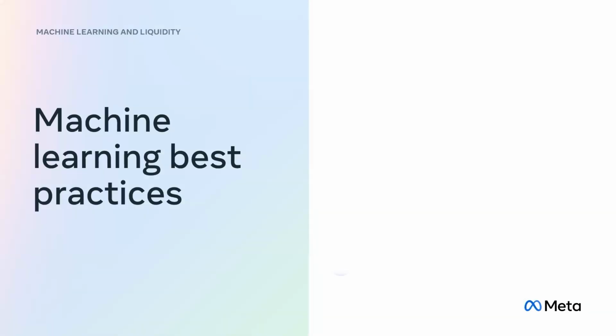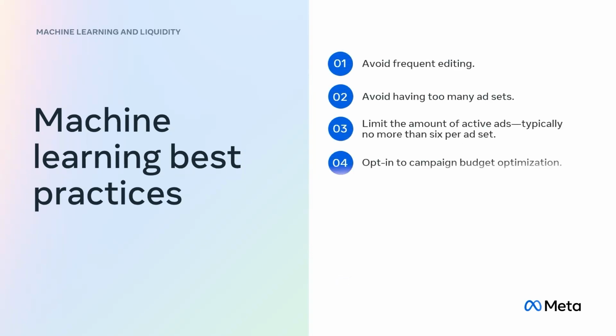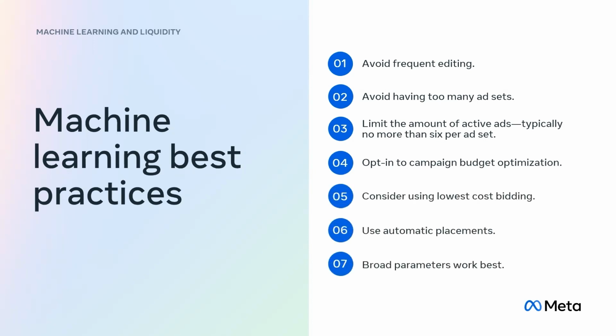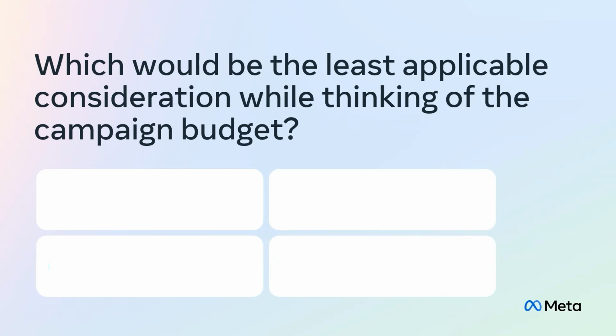The best practices for machine learning are: avoid frequent editing, avoid having too many ad sets, opt in for campaign budget optimization, consider lowest cost bidding, make use of automatic placements, and broad audience parameters work the best, right?